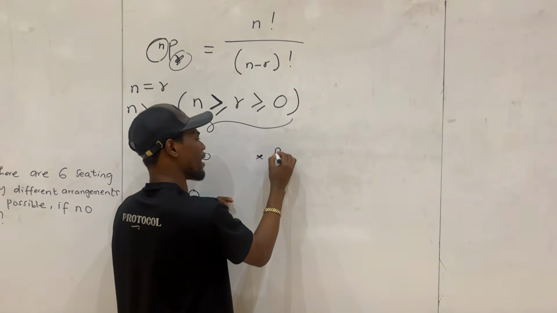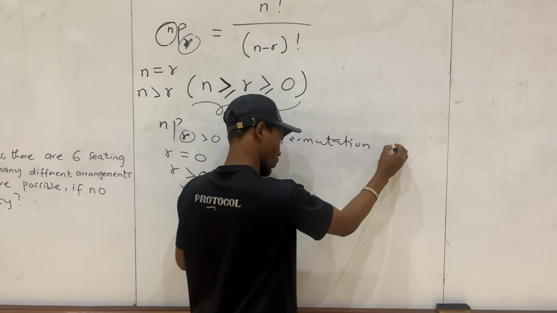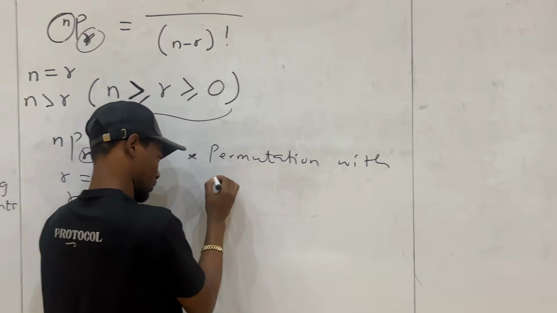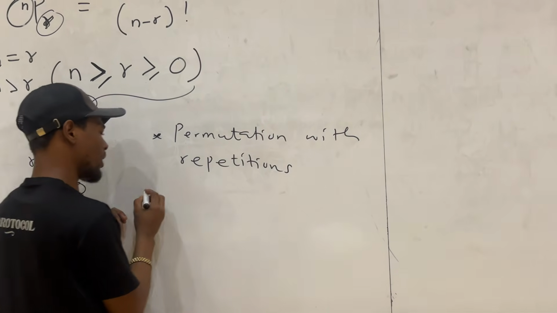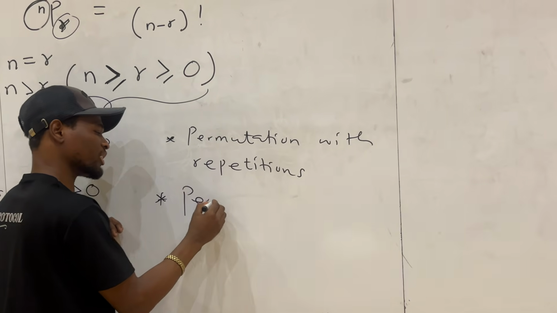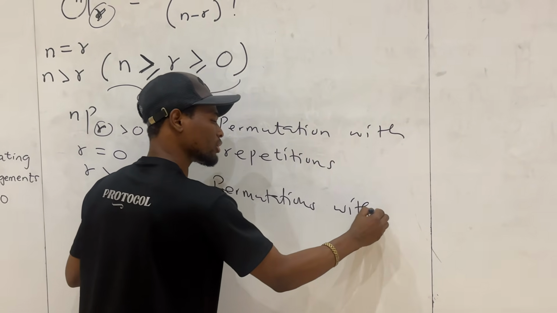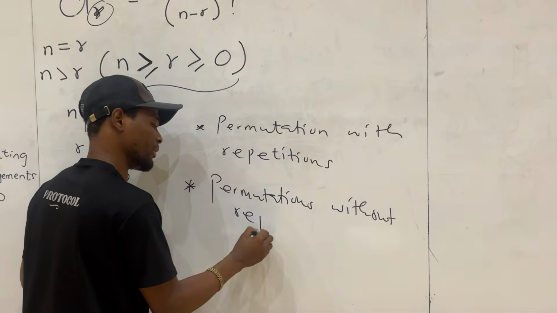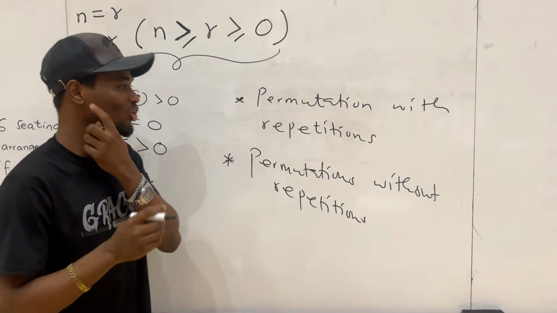So we have permutations with repetitions, and we have permutations without repetitions. That's what you should know.